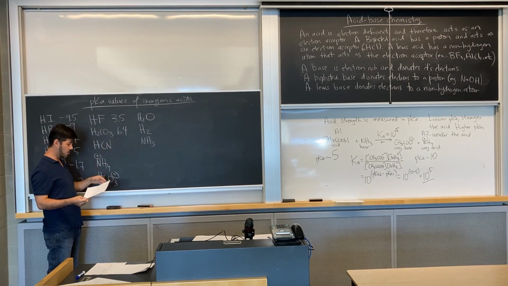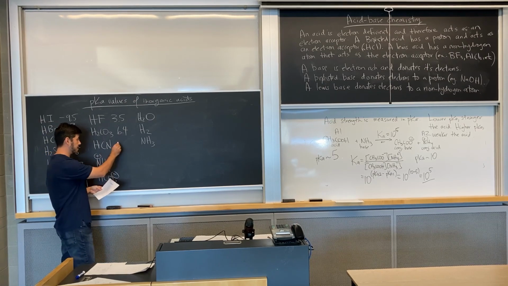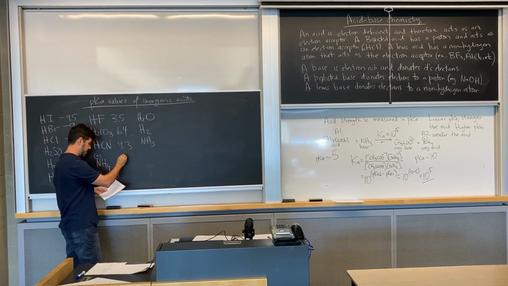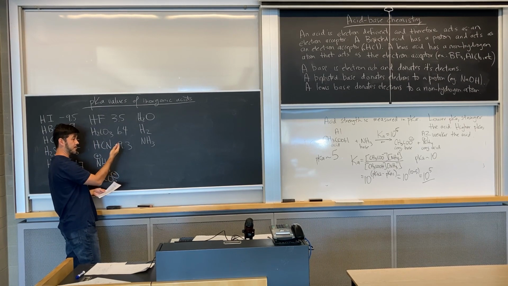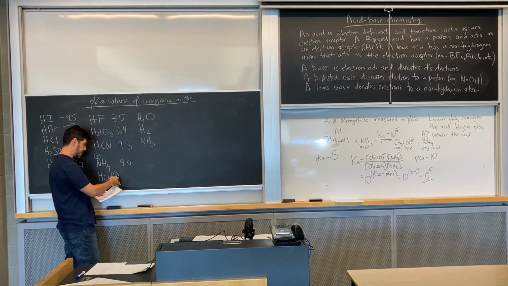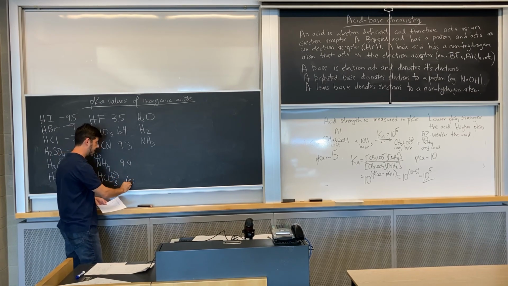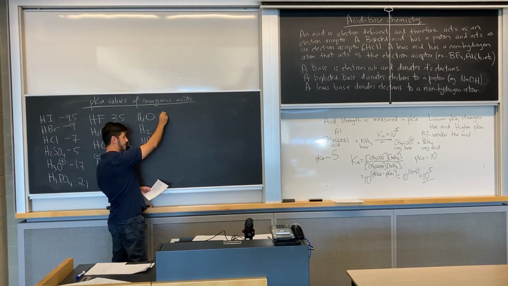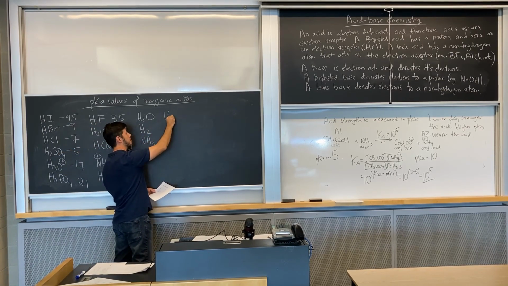H2CO3, 6.4, hydrogen cyanide, 9.3. Ammonium, we just looked at before, that was around 10, so that's 9.4. Carbonate is around 10. Water and other alcohols are around 15 to 16.